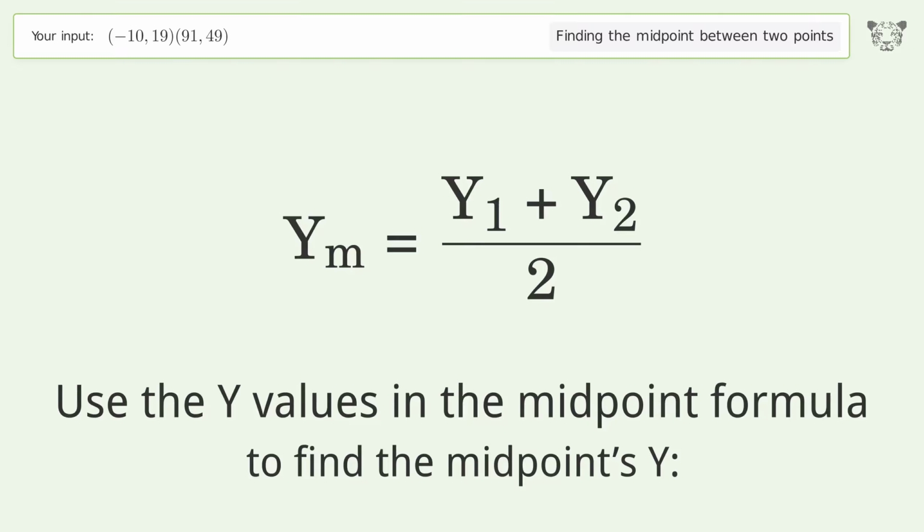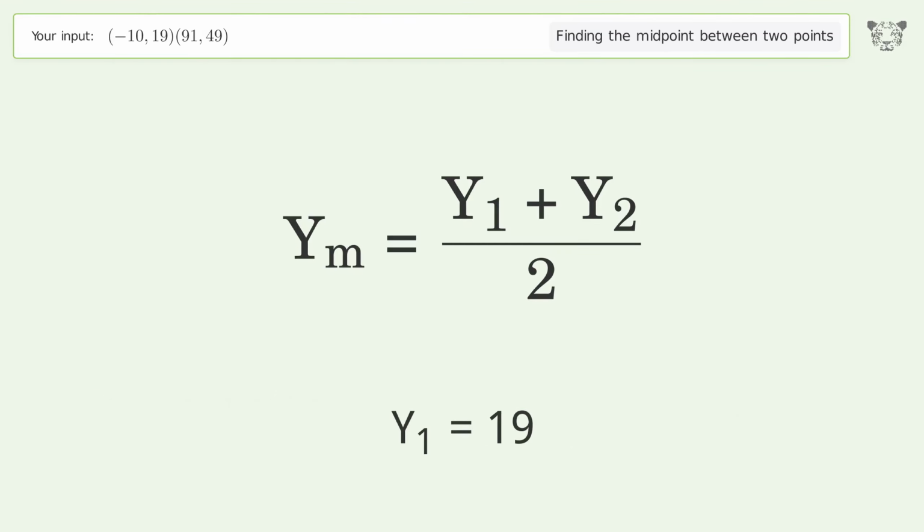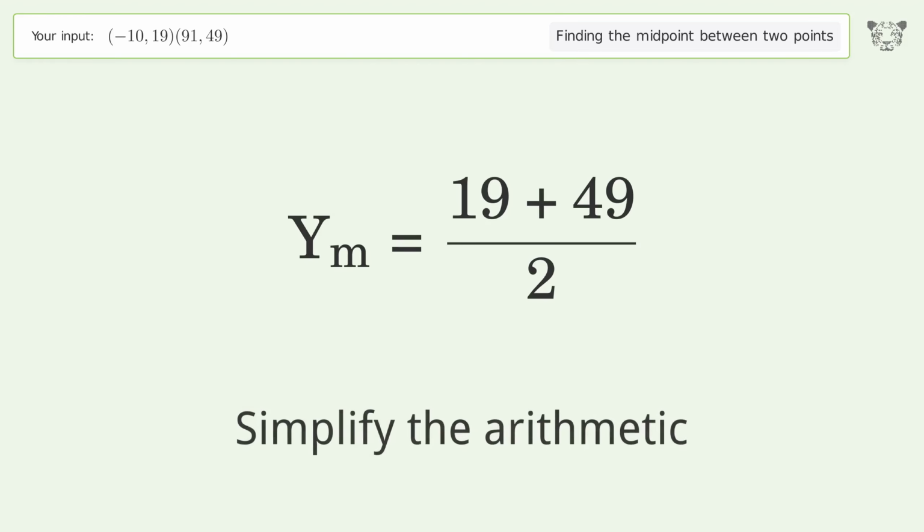Use the y values in the midpoint formula to find the midpoint's y. y1 equals 19. y2 equals 49. Simplify the arithmetic.